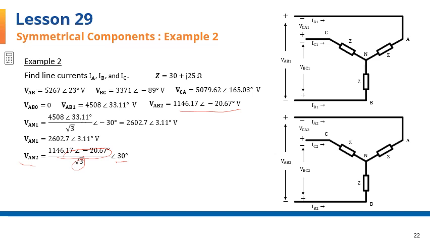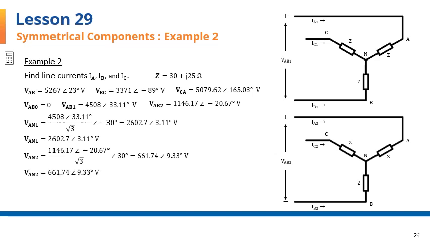I've drawn a second diagram here. The top one shows the load with positive sequence voltages and currents. The bottom diagram shows it with the negative sequence set of voltages and currents. VAN2 is found from this equation, and that comes to 661.74 volts with 9.33 degrees of phase angle.